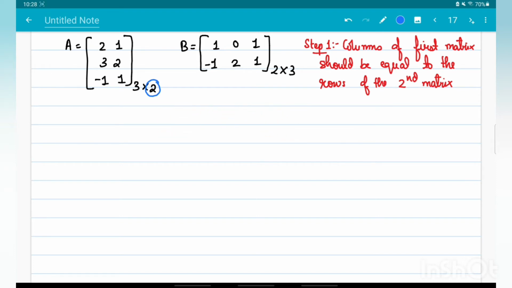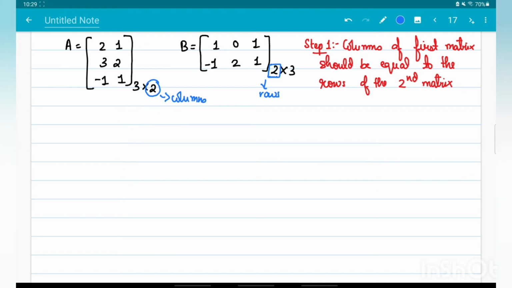So first thing that you have to check is whether the columns of the first matrix is equal to the rows of the second matrix. Now here the rows of the second matrix is 2. Now when you check, the columns of the first matrix, that is A, is equal to the rows of the second matrix, that is B. Now you know that when you write the order 3 by 2, this refers to the rows and this refers to the columns. So this is the columns of the first matrix and this is the rows of the second matrix. As you can see here, both are 2, that is the columns of the first matrix is equal to the rows of the second matrix.